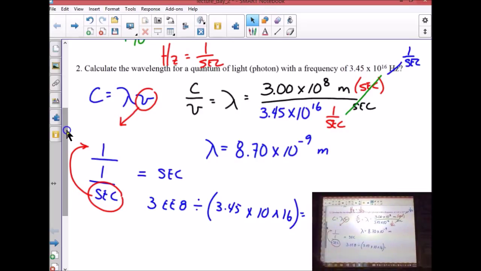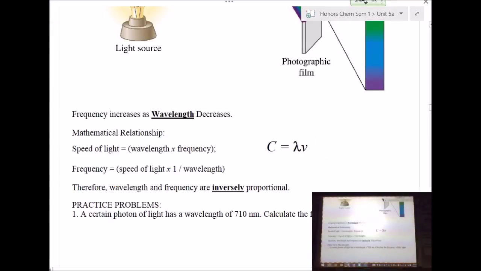All right. So everybody good on the math? Okay. All right. And then, so part of the homework is the 2's here.